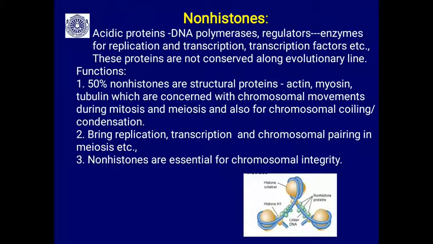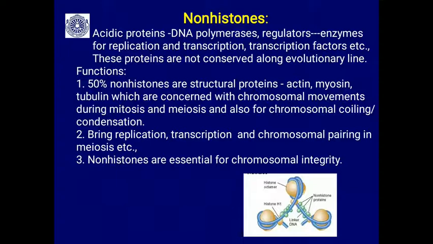So what are non-histones? Non-histones are acidic proteins. There are a number of enzymes present in the chromosomes. They are important for replication, DNA polymerases, and they are important to regulate replication and regulate transcription. They are called transcription factors. Then these proteins are not conserved along the evolutionary lines.